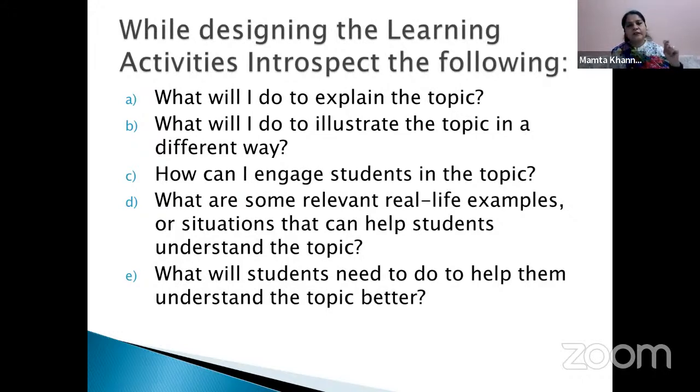They must have seen it in the videos or somewhere, or you never know whether they have seen a video or not. So just keep realistic real life examples which they have observed and felt, so that they connect well in the class. What will students need to do to help them understand the topic better?